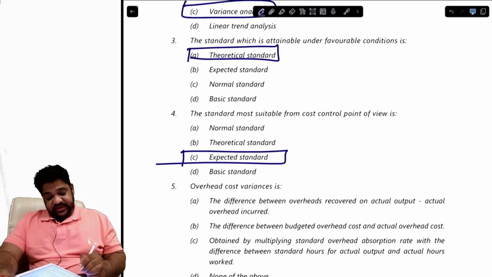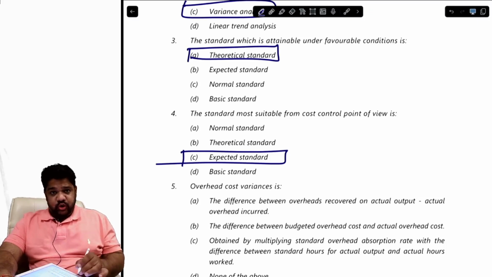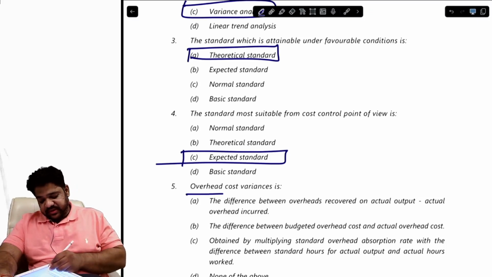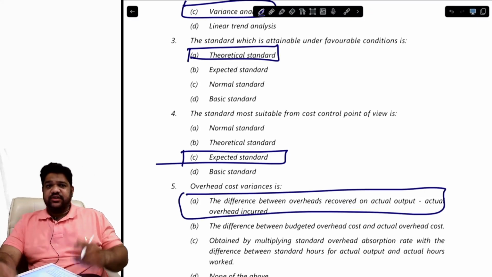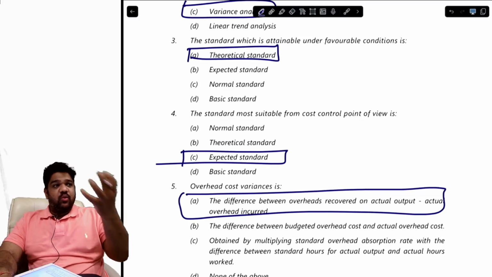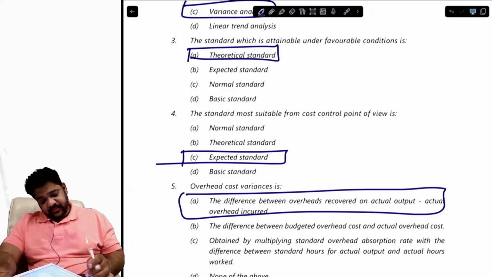Overhead cost variance is the difference between overheads recovered on an actual output minus the actual overhead incurred. Fixed overhead cost variance: absorbed minus actual, what you got versus what you spent. What you get is absorbed, what you spend is actual. So that's what it is.